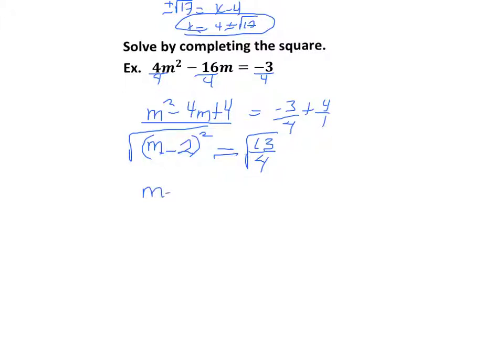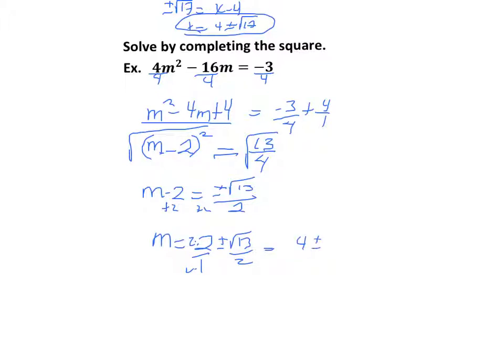Okay, so we get m minus 2 equals plus or minus root 13. What's the square root of 4? 2. And now we add 2. So we get m equals 2 plus or minus root 13 over 2. Now generally you want to get a common denominator. So if this is 2 over 1, I'm going to times top and bottom by 2 here. So our final answer we're going to have is 4 plus or minus root 13 all over 2. And that's going to be our final answer.